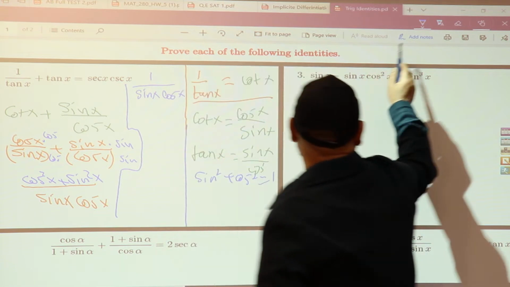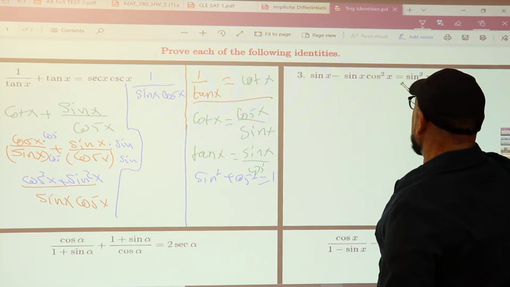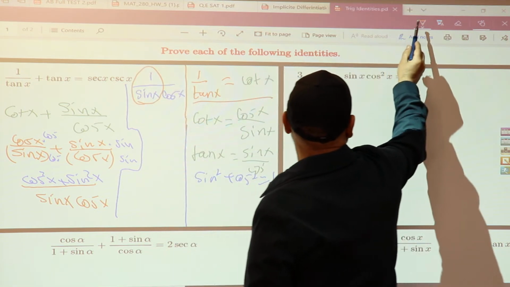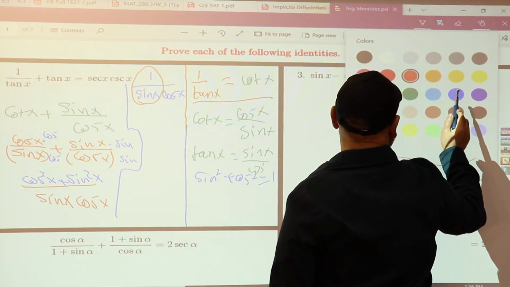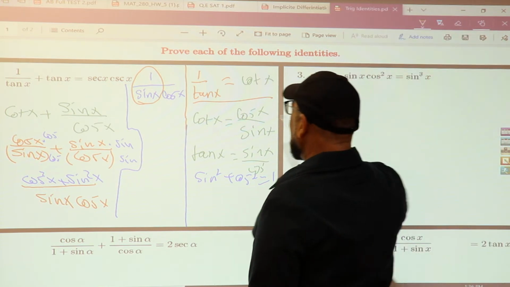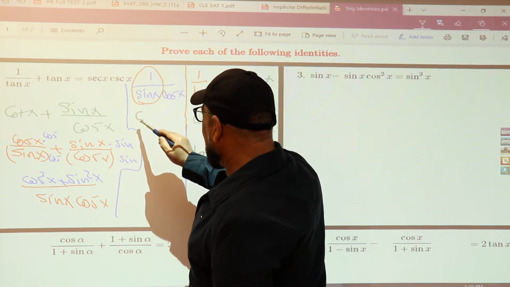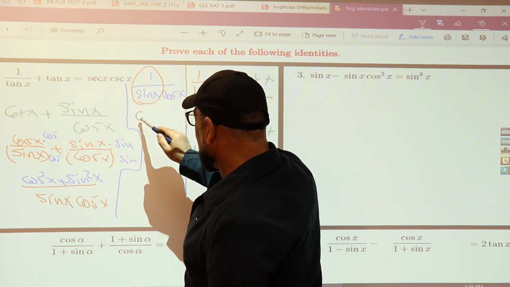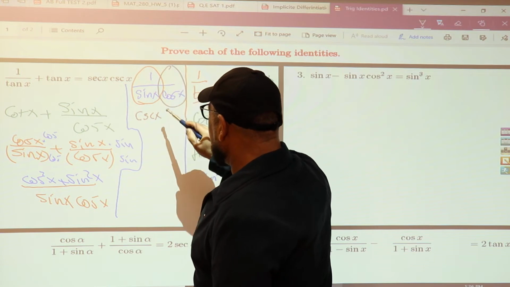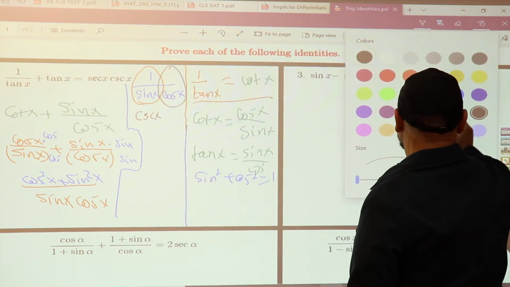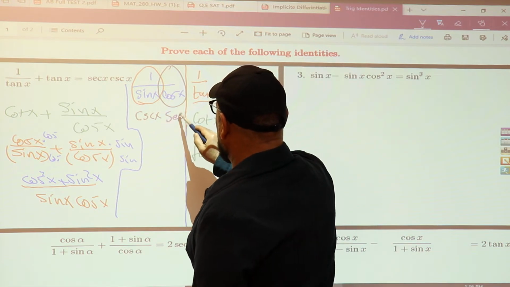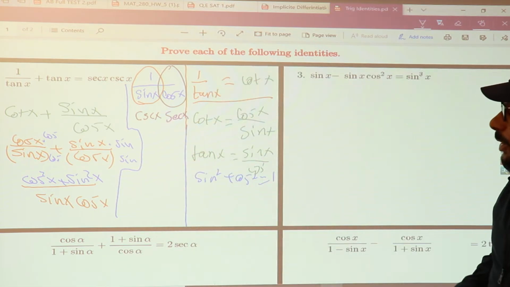The last step, what is 1 over sine? 1 over sine is cosecant, right? 1 over cosine is secant. That's what we have to prove. Secant x cosecant x. Good? Okay.